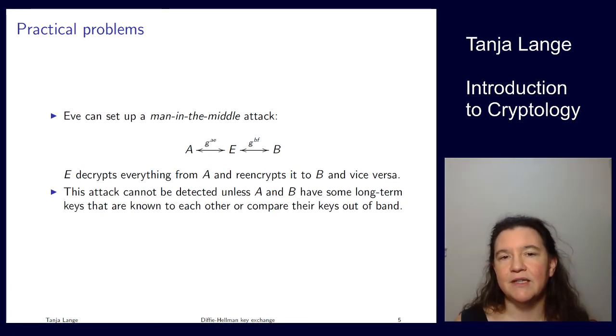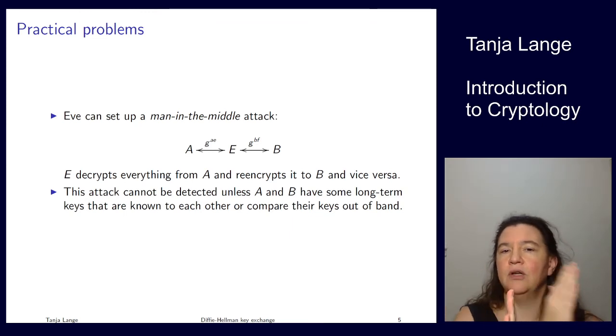Now, what happens here is that Alice is trying to send a message to Bob, as we had on the previous picture, but then when Alice sends her g to the a, it gets intercepted by Eve. And Eve, pretending to be Bob, sends back her g to the e. Now, at this point, Alice and Eve have a shared key, g to the ae. But probably Alice actually wants to have some information from Bob, which Eve doesn't know. And so Eve has to ensure that Alice actually can get information from Bob.